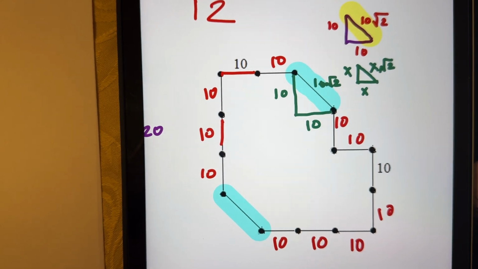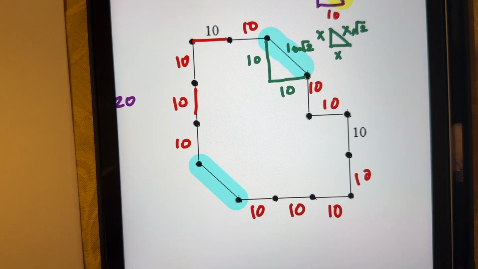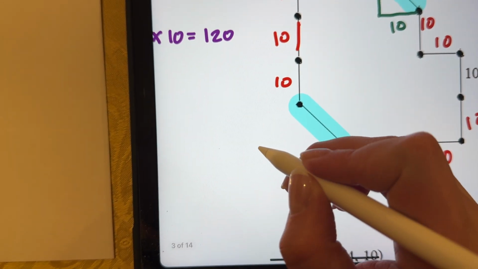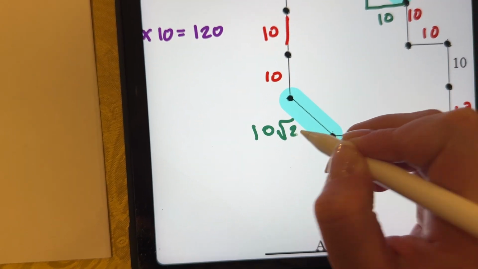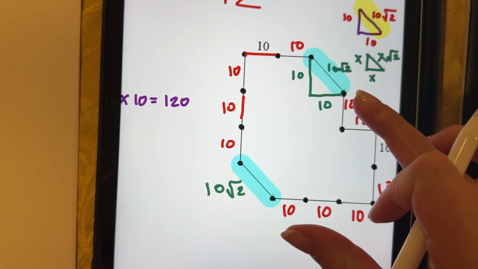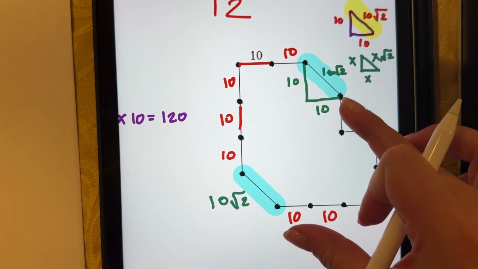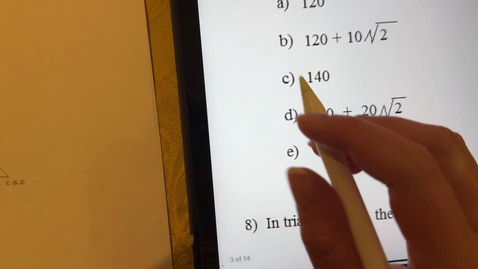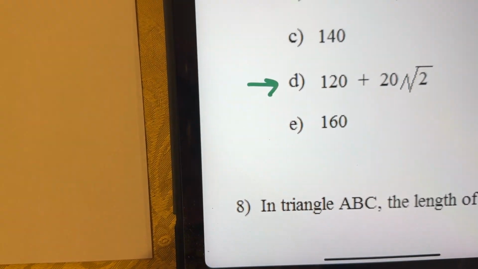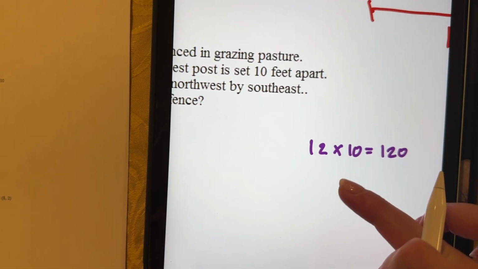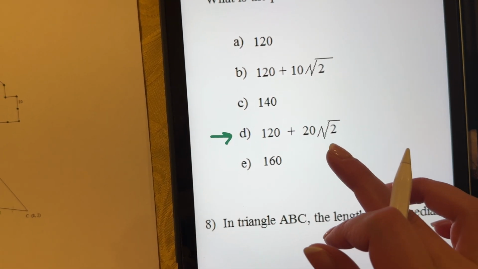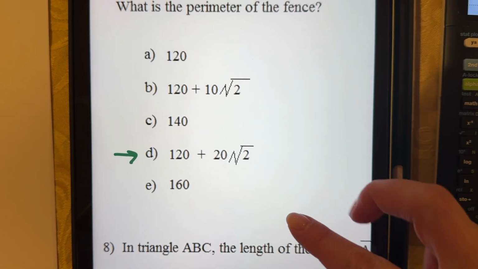Because we're solving for perimeter, we're just going to add up all the sides. I already know that I have 2 of these diagonals here. So it's 10 root 2 twice, that's 20 root 2. So the only answer that fits that is D. We have 120 from multiplying 12 times 10, and we have two sides that are 10 root 2, therefore 20 root 2 is our answer.